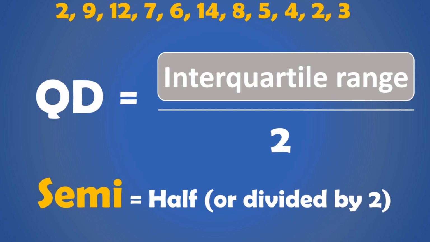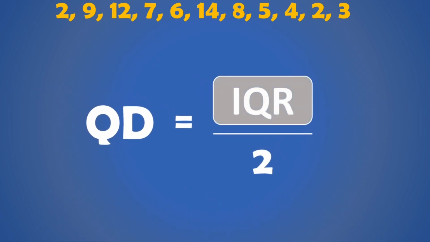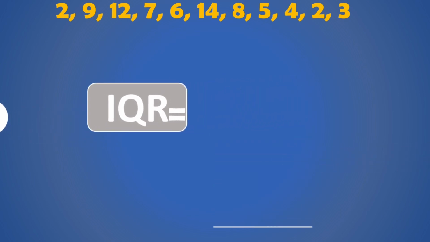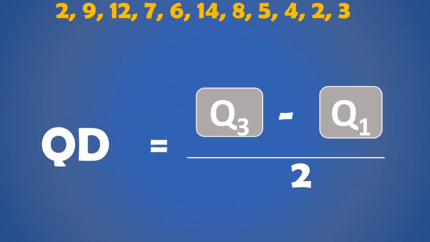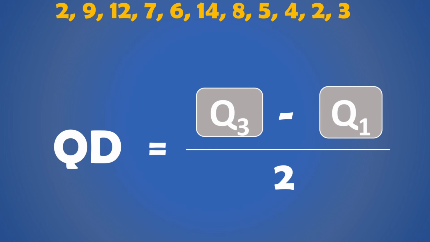It's given by the formula QD is equal to interquartile range divided by 2. Easy, right? Interquartile range is Q3 minus Q1. Alright, so we can say QD is Q3 minus Q1 divided by 2. Q3 here is the upper quartile and Q1 here is the lower quartile. To do this, we will need to first compute the quartiles, then find the interquartile range before we can now divide by 2 to get the quartile deviation.